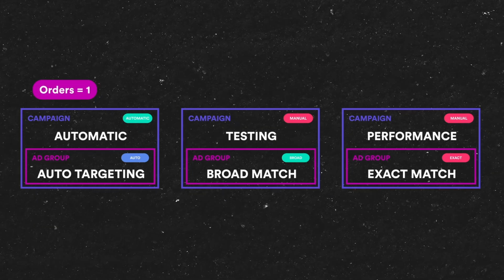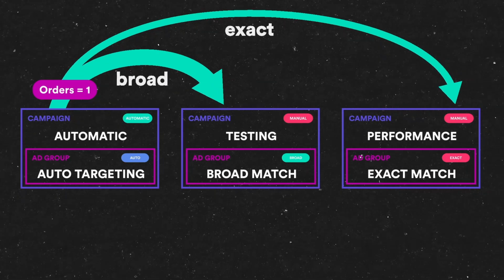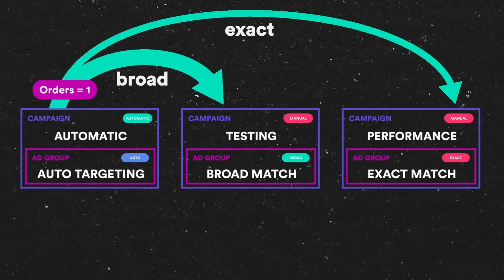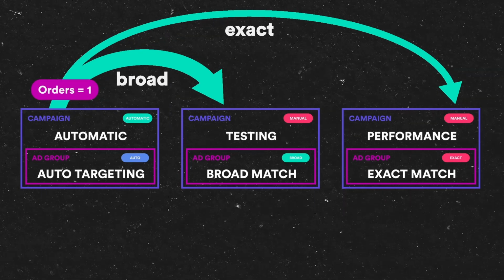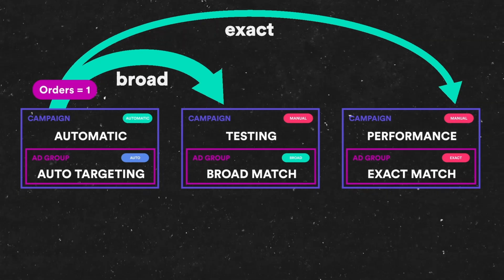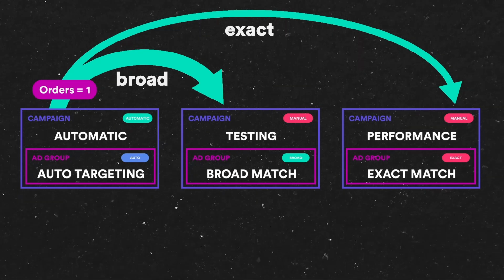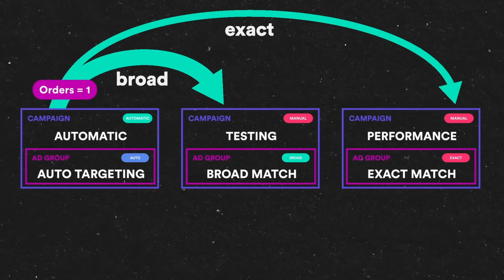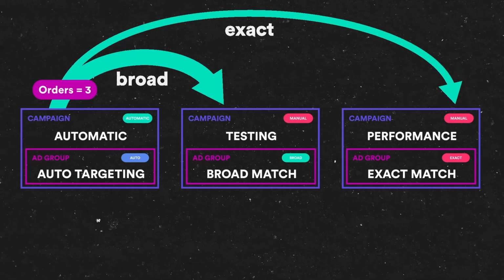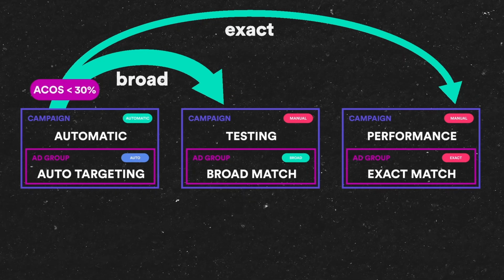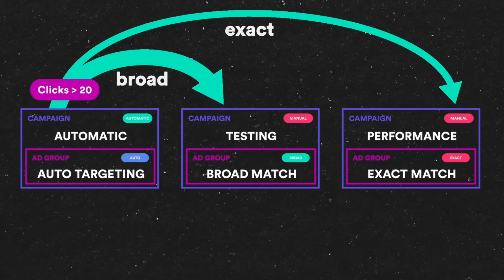So when a search term gets one order, it's getting added to both the testing and performance campaigns at the same time. Our trigger that causes the search terms to be added to those campaigns is one order. That trigger can be adjusted. For example, if you wanted more product validation before adding the keyword to a performance campaign, you could wait until you had 2 or 3 orders. You could also set other parameters for the trigger, such as needing to be under a certain ACoS before the search term gets added to another campaign.